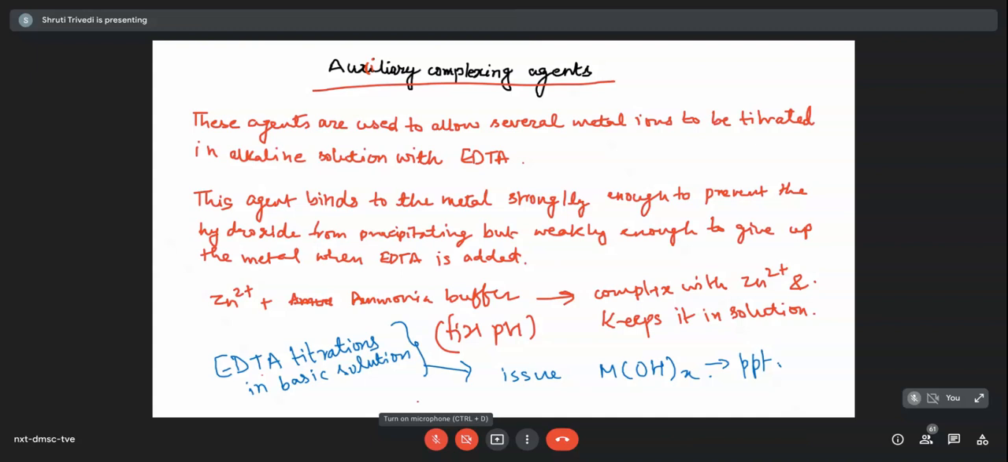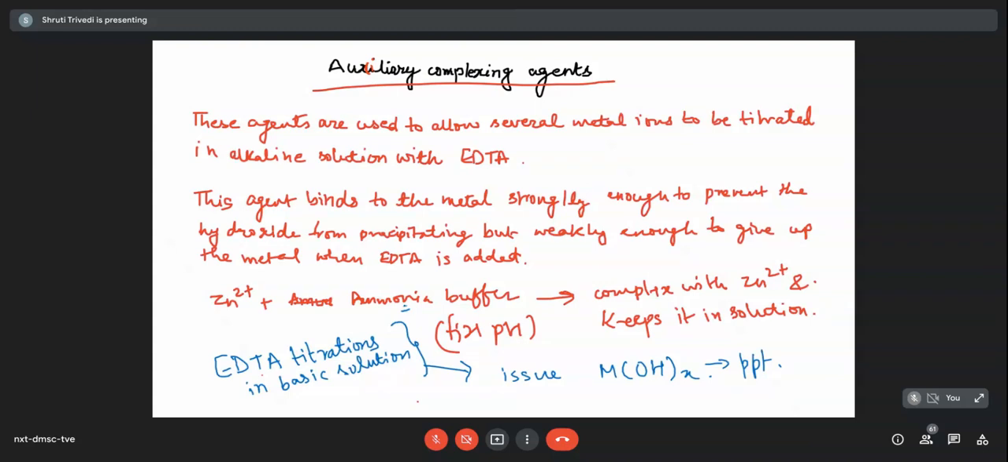So once you have metal in the form of precipitate, are you able to do the titration further? Is it possible? No. So in that case, you need some helping agent or auxiliary complexing agent that will allow your metal ion to be there in solution form. It will prevent its hydroxide formation. That is the only meaning of auxiliary agent, because this agent binds to the metal ion strongly. So whatever is the auxiliary complexing agent, in this case, for example, ammonia buffer. The buffer is a sort of auxiliary agent because it fixes the pH of the solution. So it has a dual role. One, it is going to fix the pH of the solution. Other, it is going to make a bond with the metal ion. Once it makes a bond with the metal ion, it will prevent the hydroxide from precipitating.